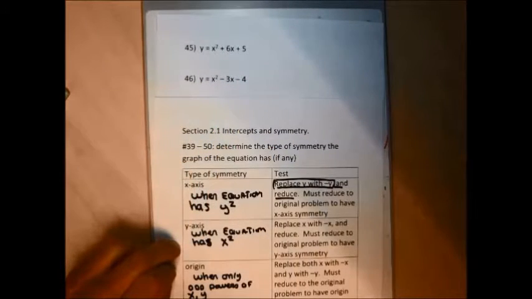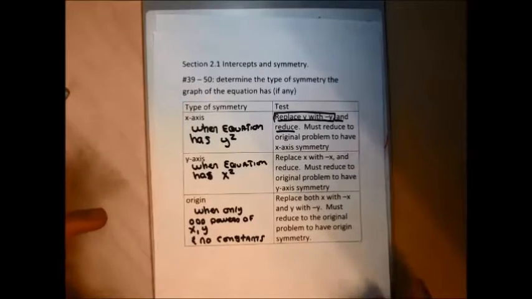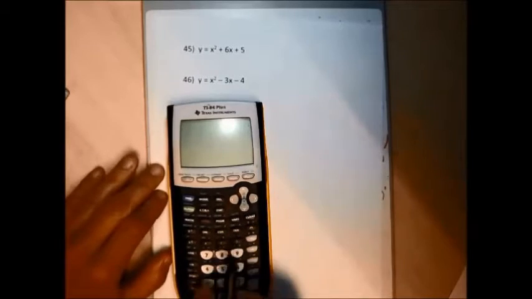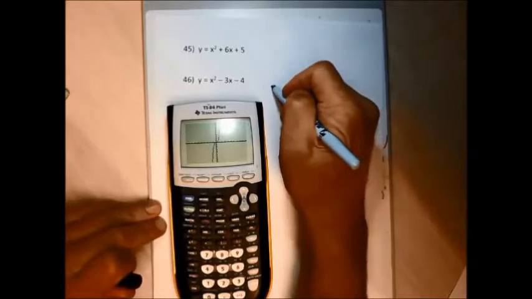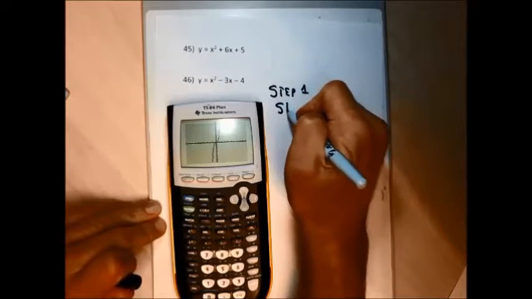I think when I graph this, it isn't going to have any of the 3 symmetries. And if it doesn't have any of the 3 symmetries, there's no algebra to show which symmetry it has. I'll just say it doesn't have any of the symmetries. So let me go ahead and sketch a graph. That's step 1 on these. So step 1, sketch a graph so I can make a guess.